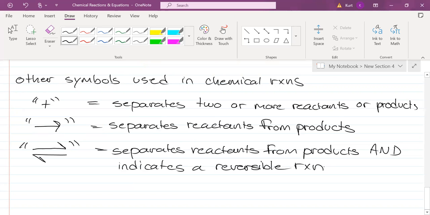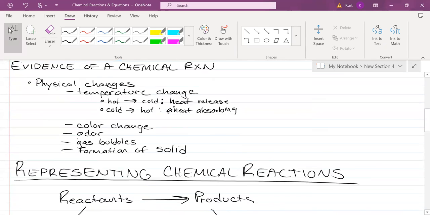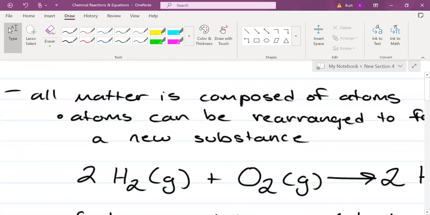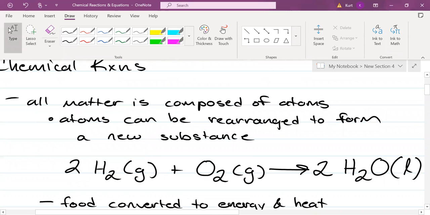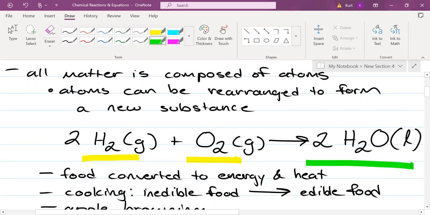Okay, so let's catch our breaths. Let's do a review before I get into the next part, because this is going to be really building up on itself. So we started up here. A chemical reaction is just where you have certain chemical substances that are rearranged to form something new. Example here is hydrogen gas reacts with oxygen gas to yield liquid water. Those are all the same elements, hydrogen and oxygen. They're just rearranged.